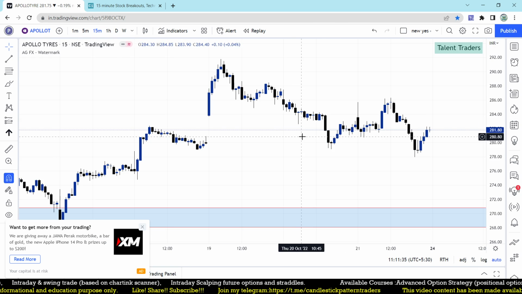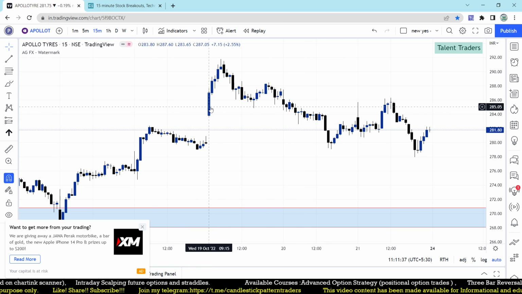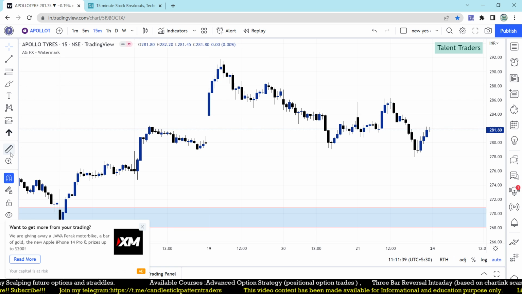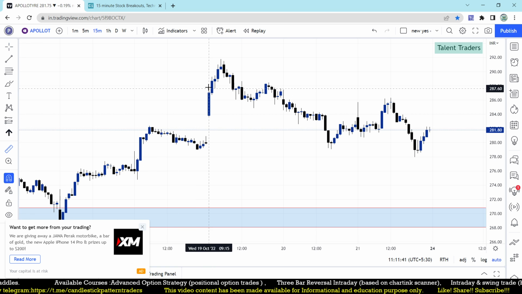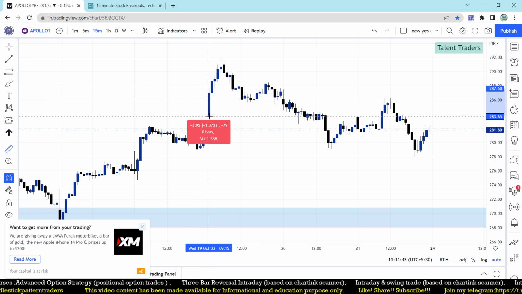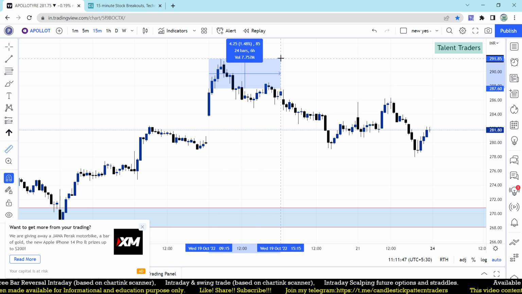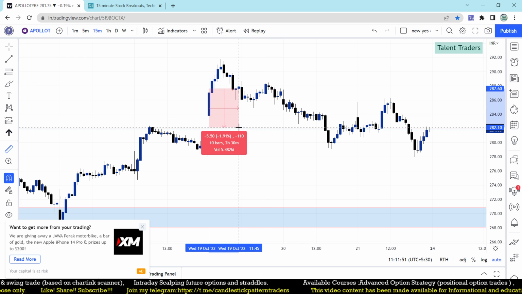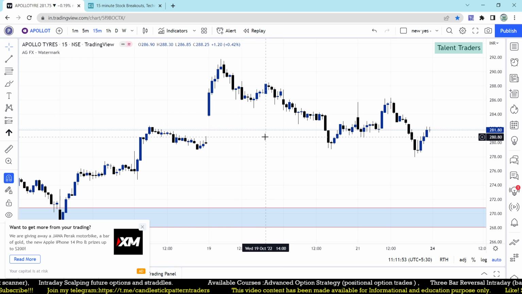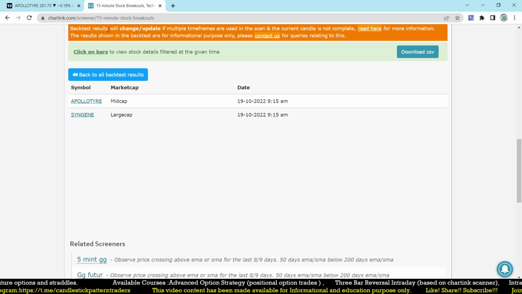So for Apollo Tyres, that is on the 19th. Where you can see on 19, from this point we are taking a risk of 3 rupees, and when it made a high, it's about 4 rupees. So at least 1:1 with the breakout, an immediate, quick scalping kind of trade. Not scalping, it's a breakout trade, right?